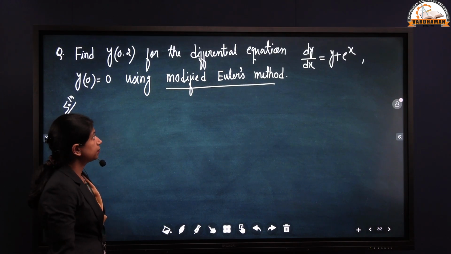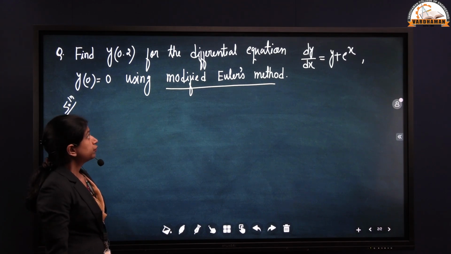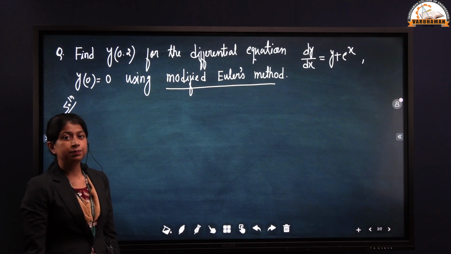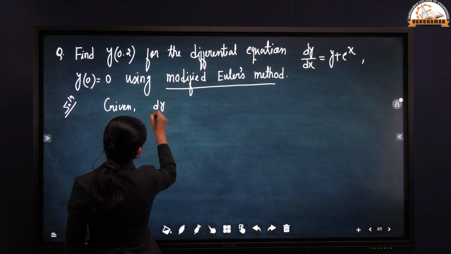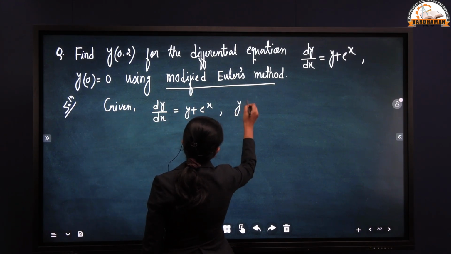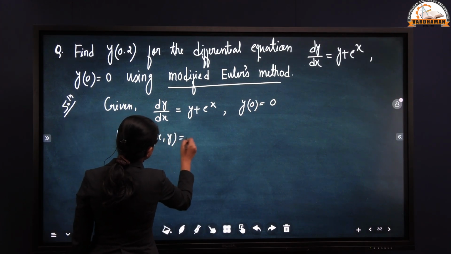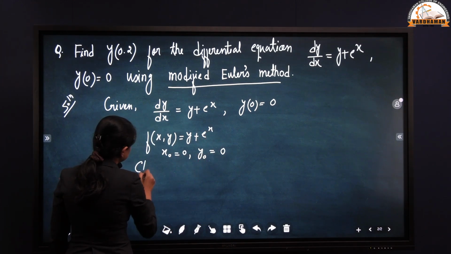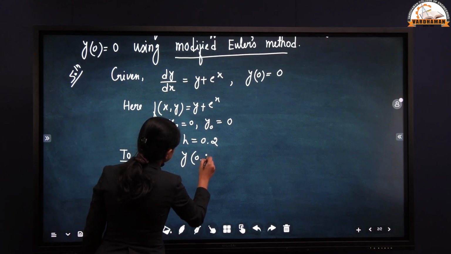Now look at this first problem where we need to find y value at x equal to 0.2 for the differential equation dy by dx is equal to y plus e power x using modified Euler's method. Given dy by dx is equal to y plus e power x with the initial condition y at 0 equal to 0. Here f of x comma y equal to y plus e power x, x naught is 0, y naught is 0, and we will choose h equal to 0.2 to find y at 0.2.